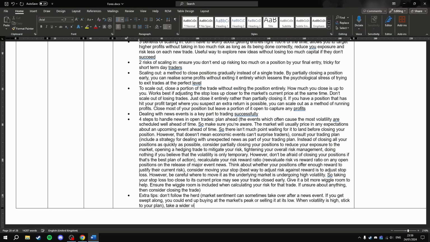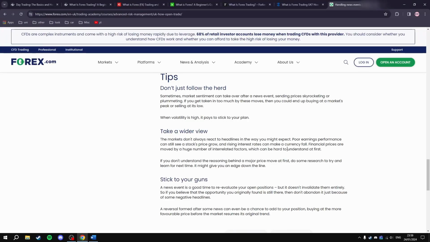Take a wider view. The markets don't always react to headlines in the way you might expect. Poor earnings performance could see stock prices grow, and rising interest rates can make a currency fall. Financial prices are moved by a huge number of interrelated factors, which can be hard to understand at first. If you don't understand the reason behind a major price move at first, do some research to try and learn for the next time. It might give you an edge down the line.